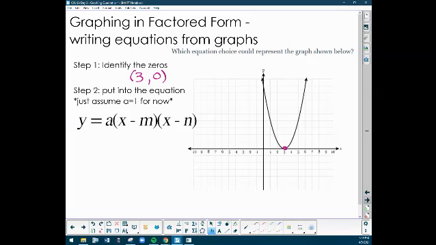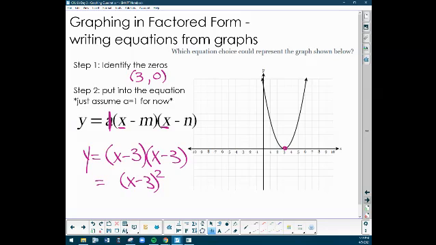Okay. When I put it into the equation, we have to have 2 x's, or it's not x squared. So what you'll see in Delta Math, remember, pretend a is 1, you'll see x minus 3 times x minus 3. It repeats, okay? Or it's x minus 3 squared. You've seen that before, okay?